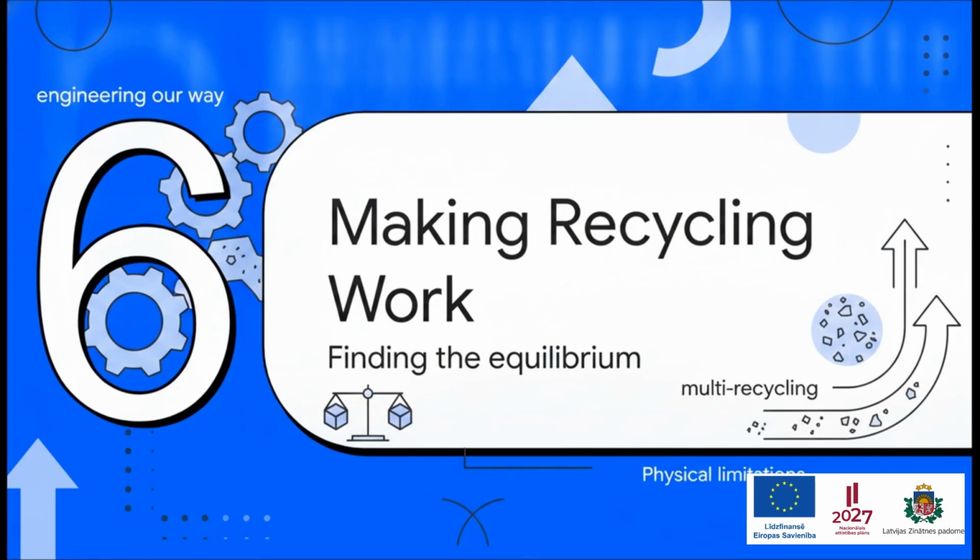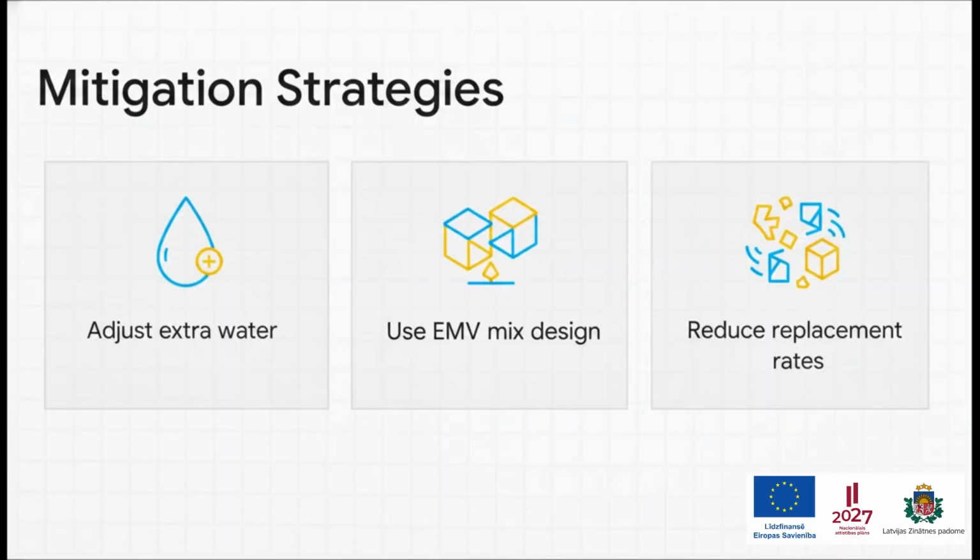Finally, Section 6, making multi-recycling work, finding the equilibrium. Please don't be discouraged by all this. We can absolutely engineer our way through these physical limitations and find a working equilibrium. Here are the proven mitigation strategies we have. First, we carefully adjust the extra mixing water to compensate for that thirsty aggregate. Interestingly, this can actually provide beneficial internal curing later on as the water is slowly released from inside the sponge.